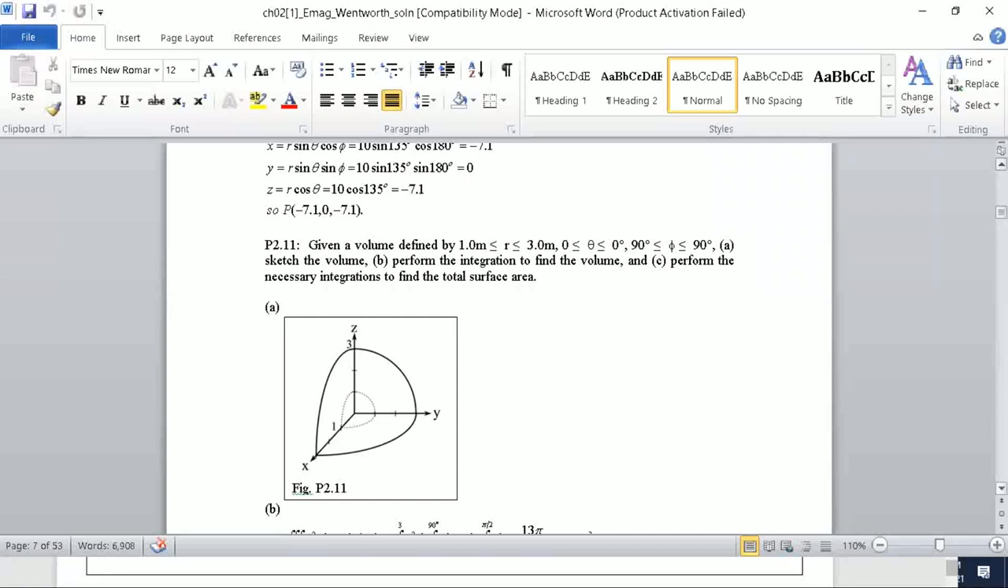So given a volume defined by R goes from 1 meter to 3 meters, theta goes from 0 to 0. That makes no sense. How can theta go from 0 to 0? I was wondering if the one for phi is negative 90 or so, but I'm not sure either.